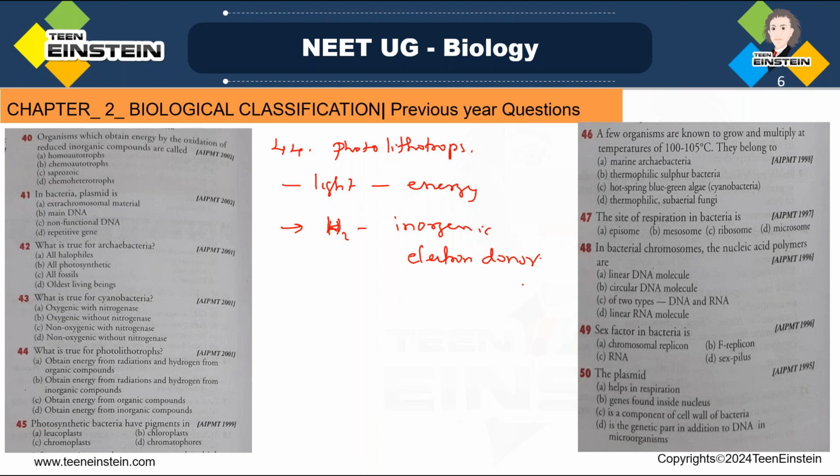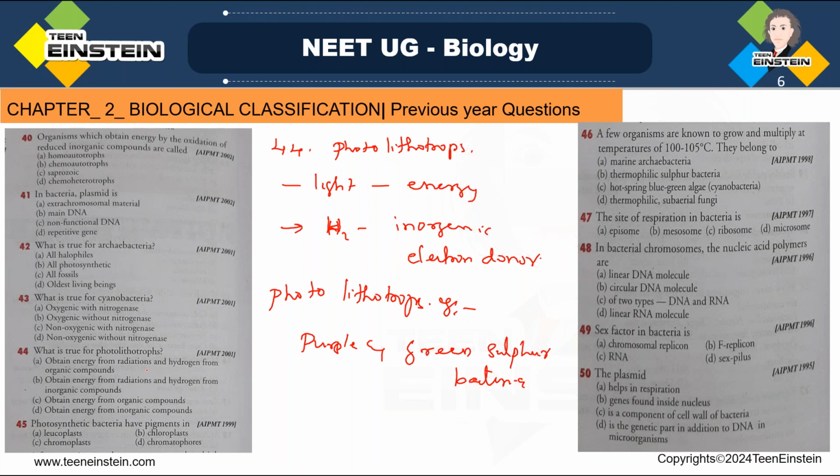Then, the examples of photolithotrophs. While discussing this question, I'll mention the examples also. They are purple and green sulfur bacteria. They are the examples of photolithotrophs. So now let's see the right answer among the options.